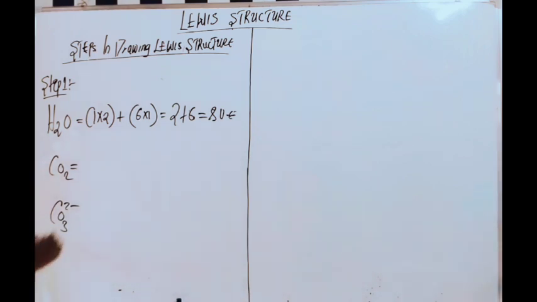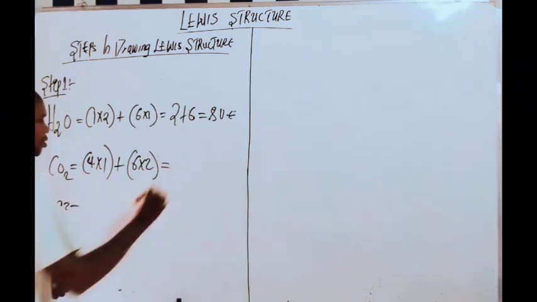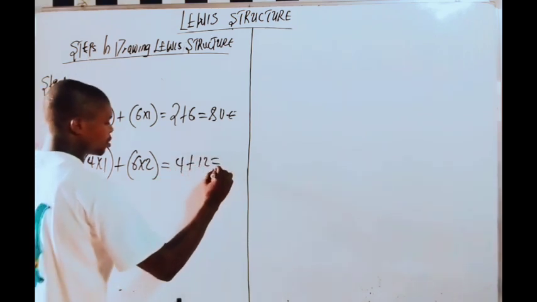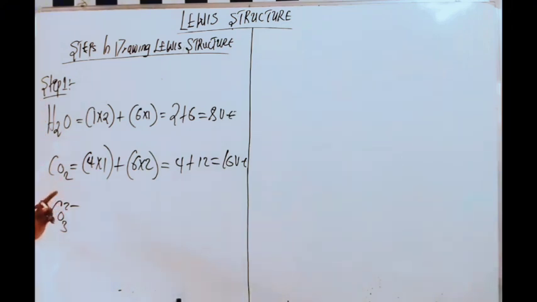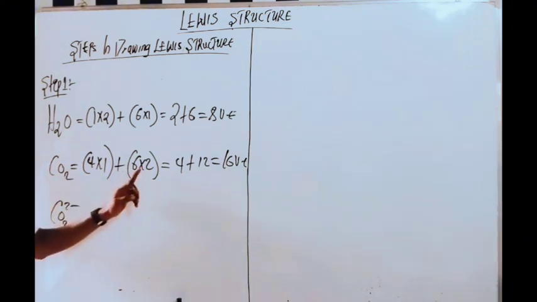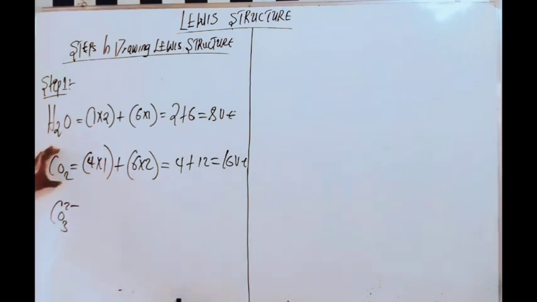Here we have carbon. What group is carbon? Group 4. So it would be 4 times 1, plus oxygen, which is 6, times 2. So it's going to be 4 plus 12, which is 16 valence electrons. Let's go again: 4 times 1 plus 6 times 2, 4 plus 12, 16 valence electrons. So the total valence electrons of CO2 is 16. Do you understand?